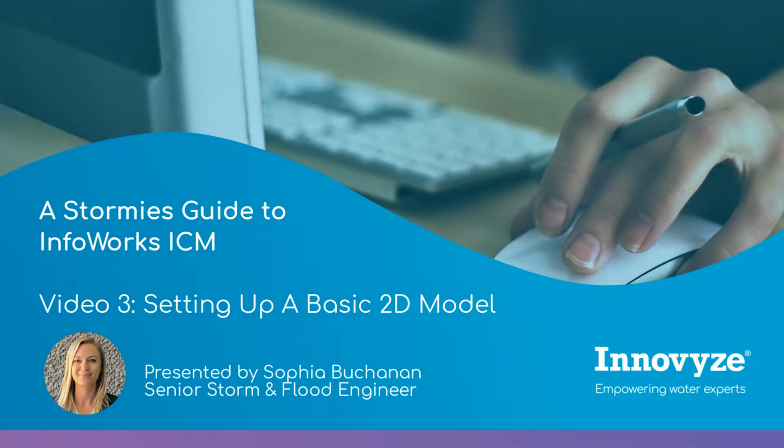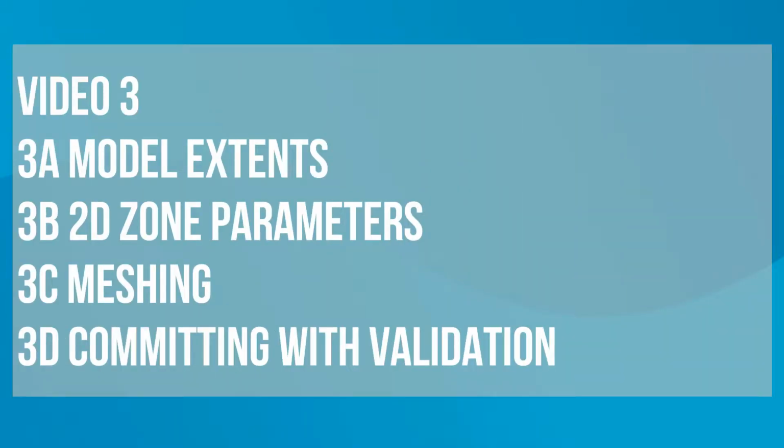In this video, we're going to set up a very basic 2D model. We do this to get an understanding of the overland flow paths in a catchment and to understand where to put the detail later on. We're going to have a look at model extents, 2D zone parameters, meshing, and committing with validation.